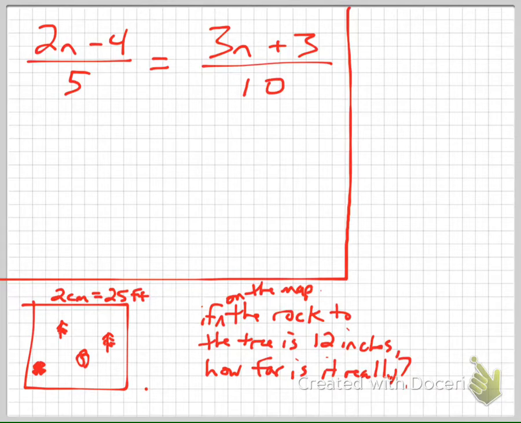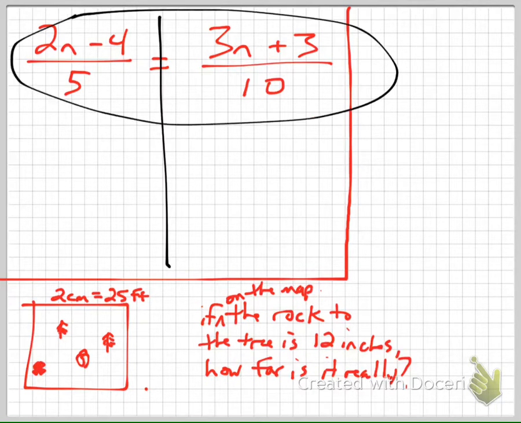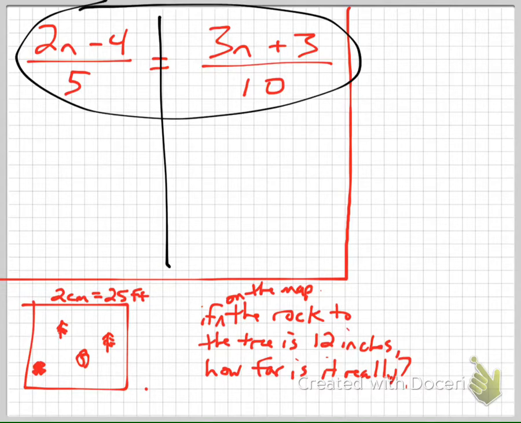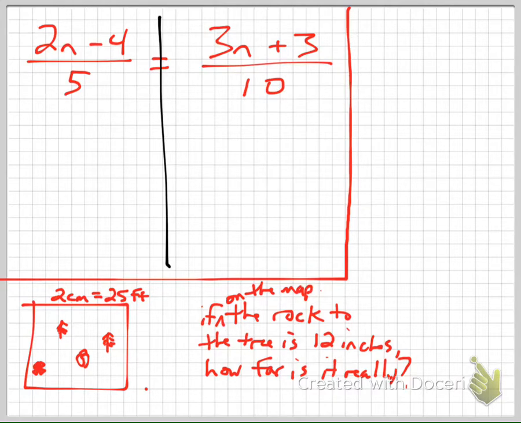All right, so here we go on the first one. It's ugly, but you can do this, right? What are you looking at here? What do I see? I'm looking at a proportion, right? As soon as you see a proportion, you know what the surefire way of solving this is?